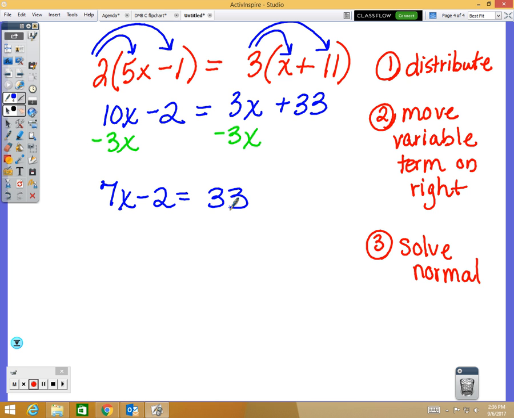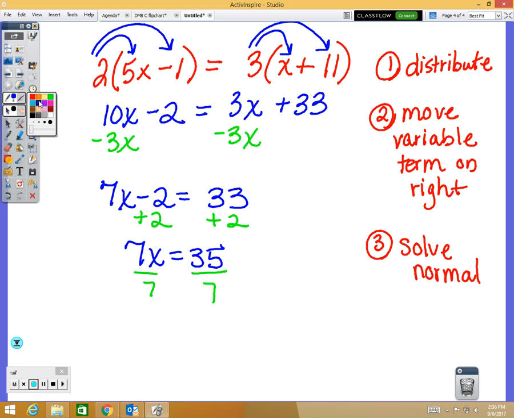And now it should be a breeze once you get down to these 2 steps. So we're adding 2. And again, I don't need to really see these last 2 steps. And then dividing by 7. So x equals 5.